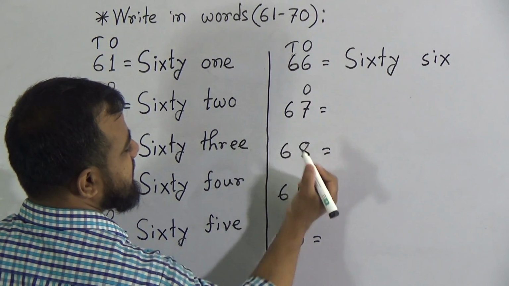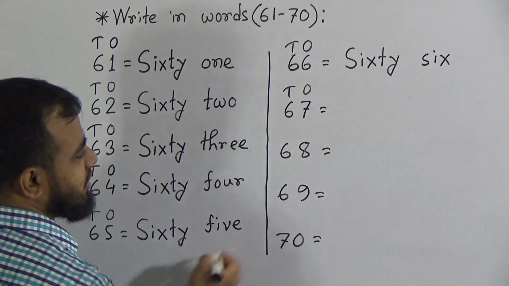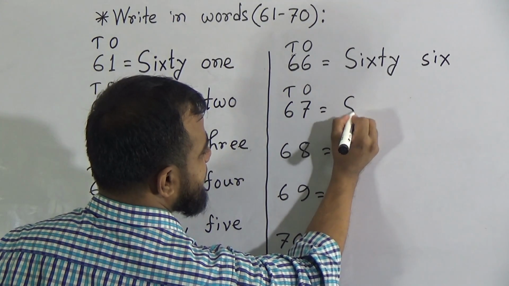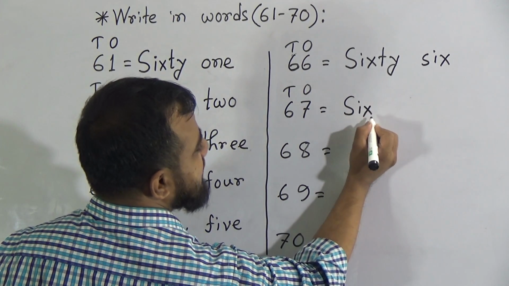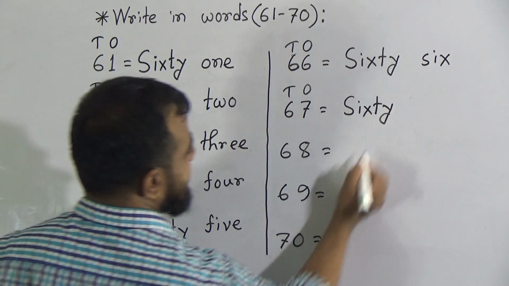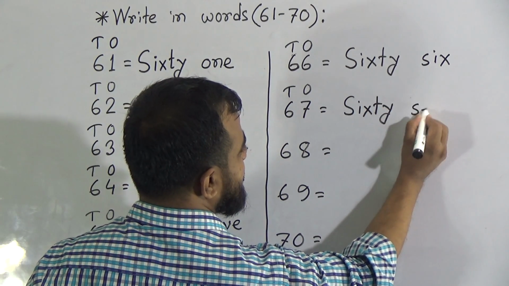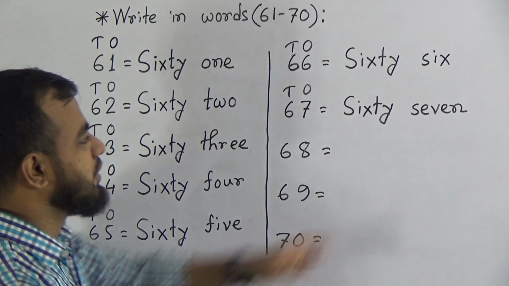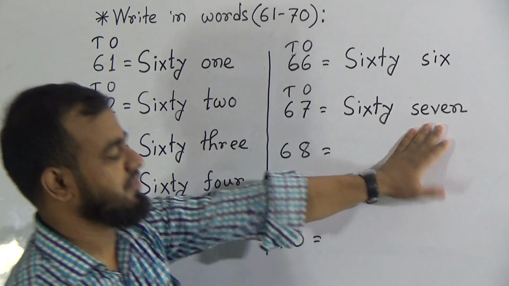Now the next number is 67. 7 is in 1's place, this 6 is in 10's place. This is 67. So write down 60 at first, S-I-X-T-Y. Then 7 is S-E-V-E-N. So it is 67.